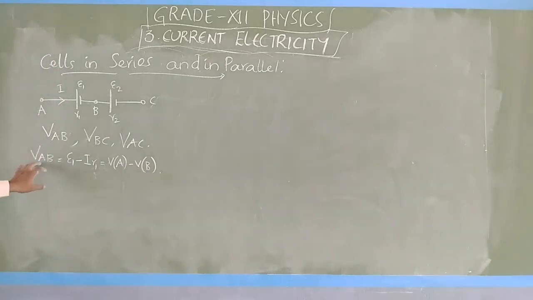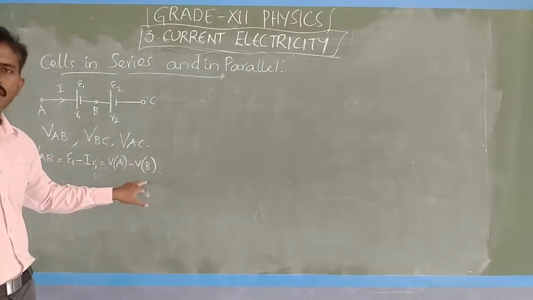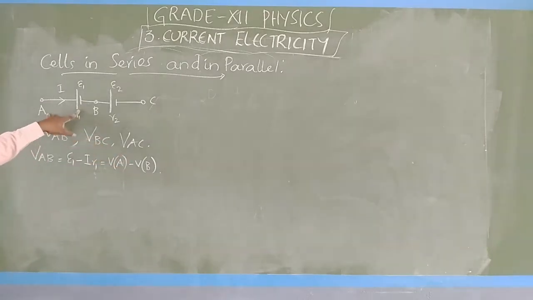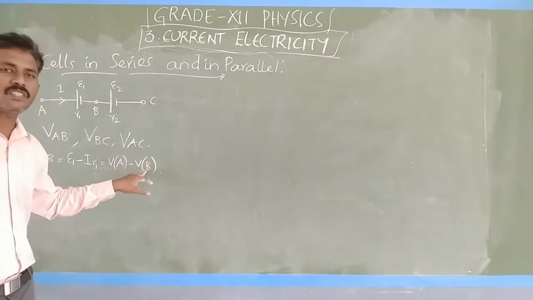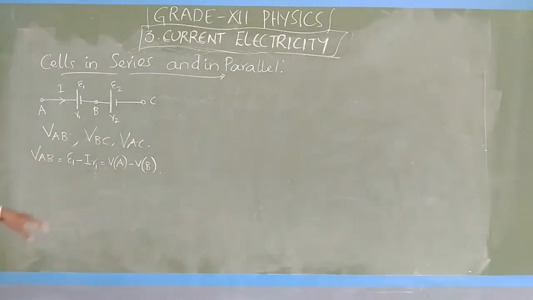So that is VAB, the potential at A and the potential at B. That is the difference: potential at A minus potential at B. That is VAB. E1 is the potential at A, because the positive of E1 is connected to A. So that is E1 minus, that is the current is flowing.